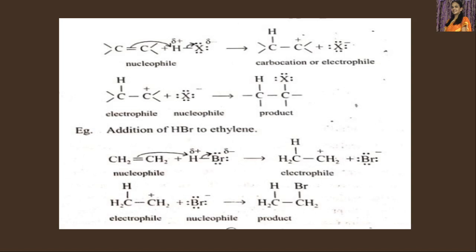So in the final product, the pi bond that is present between the two carbon atoms is broken, and two new sigma bonds are formed to this alkene, forming a product that is an alkyl halide. Alkyl halide is produced here. So an alkene combines with HX to form an alkyl halide. In this reaction, H goes to one carbon atom and X goes to another carbon atom, and the pi bond between the two carbon atoms is broken.